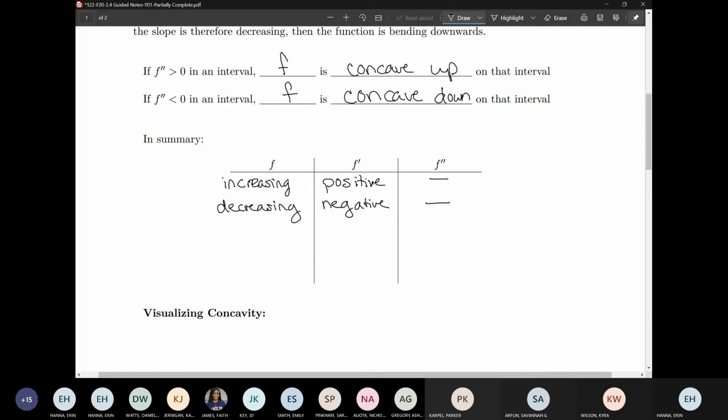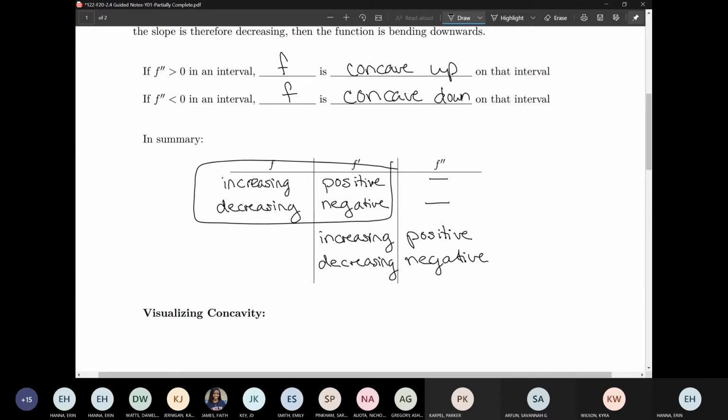That was back from 2.2, but what we developed now in 2.4 is that this kind of relationship also holds between the first derivative and the second derivative. So if the first derivative is increasing, then the second derivative is positive. And if the first derivative is decreasing, then the second derivative is negative. It's like we take this relationship and shift it over a little bit.